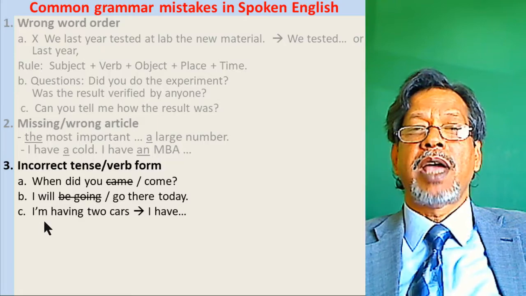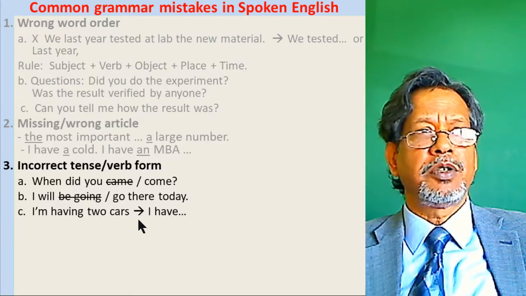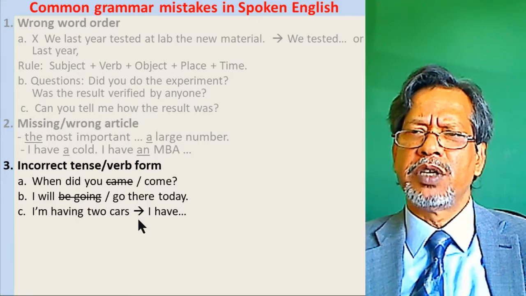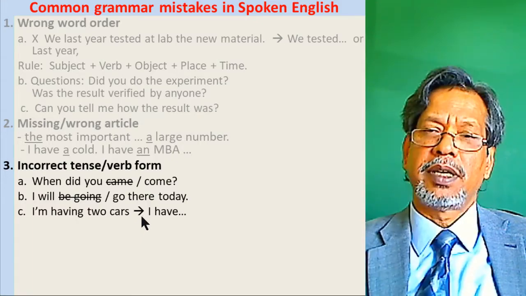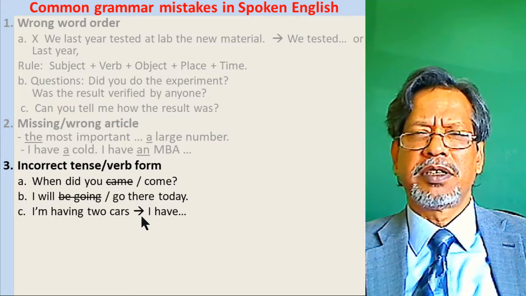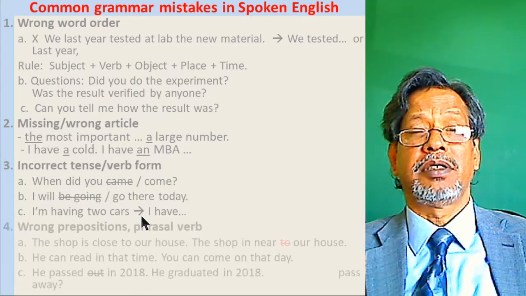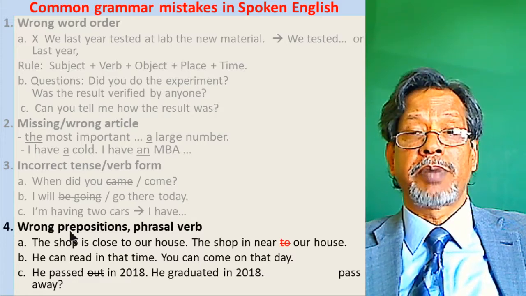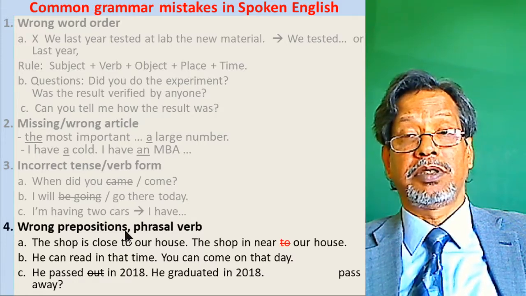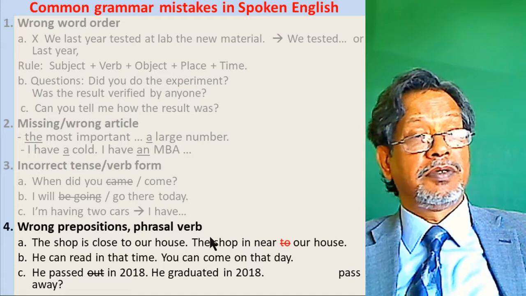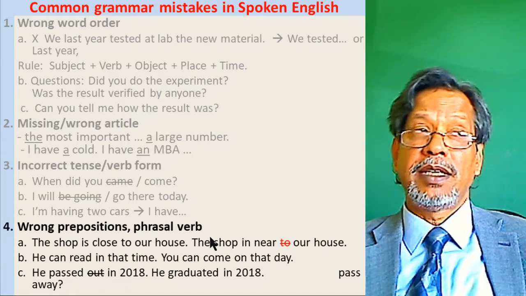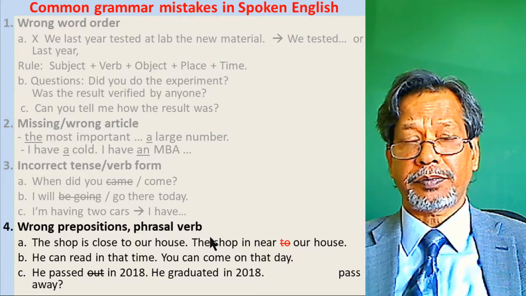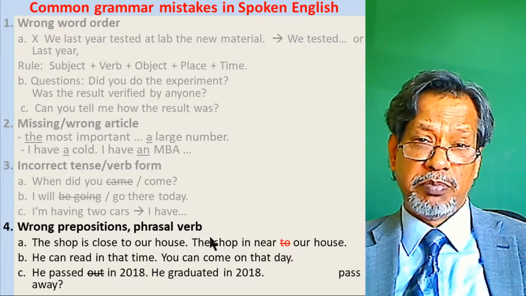Many people say, "I'm having 2 cars" and "I am having 2 brothers and 1 sister." What having? I have. Finished. I have. That's it. Okay? Don't make it unnecessarily complicated. English is complicated. Don't add to the complication. Okay. Wrong preposition. A wrong preposition is a big problem. Phrasal verbs. Sometimes adding a preposition to a verb changes the meaning completely.